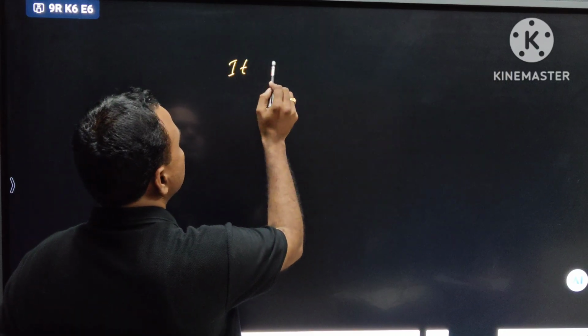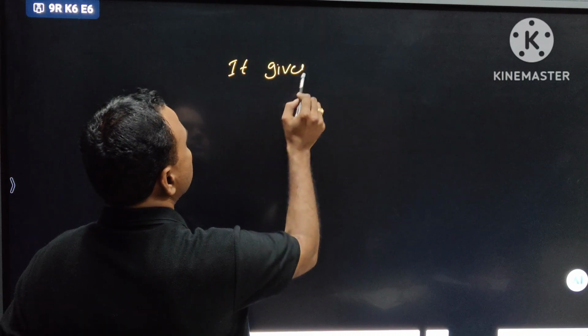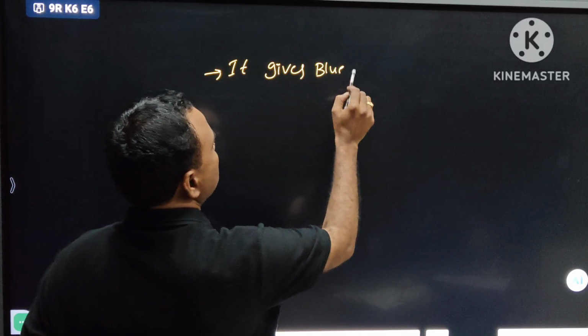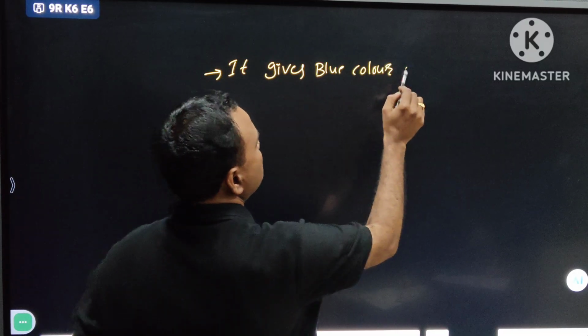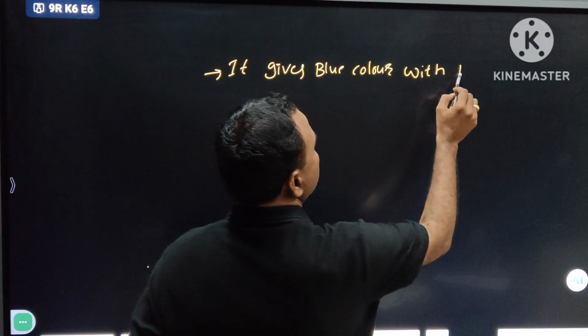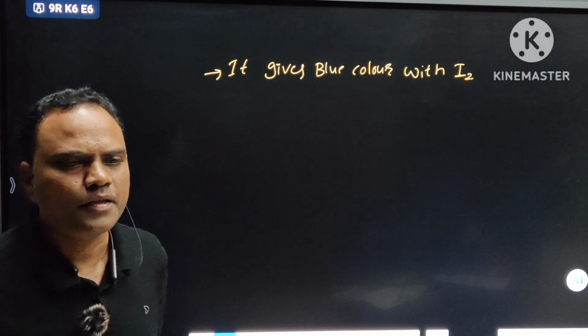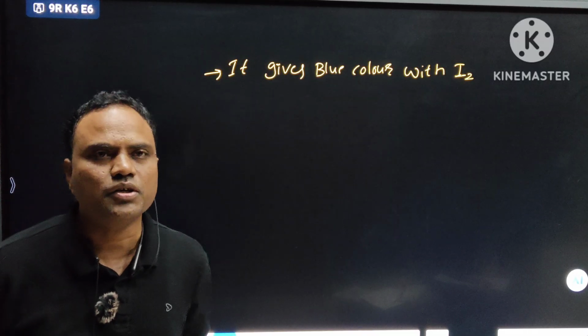Next, it gives blue color with iodine. Write one additional piece of information. It gives blue color with iodine.